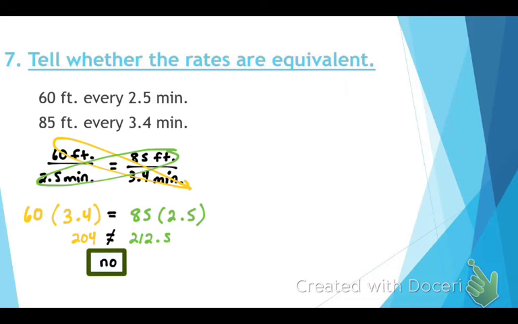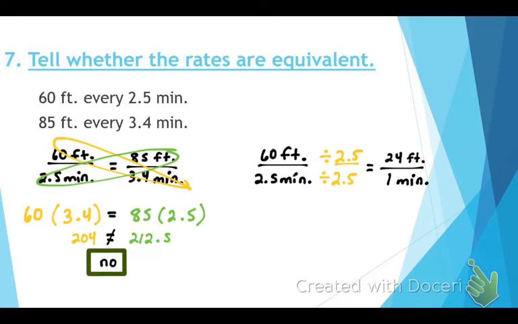How many of you would say you found it by using the unit rate? If you did, you could see 60 feet for 2.5 minutes. I want it as a unit rate. Remember, that has 1 unit in the denominator, so I want per minute. If I divided by 2.5 on top and bottom, I would see this one is 24 feet per minute. Now I have to figure out the second one. So I've got 85 feet for every 3.4 minutes.